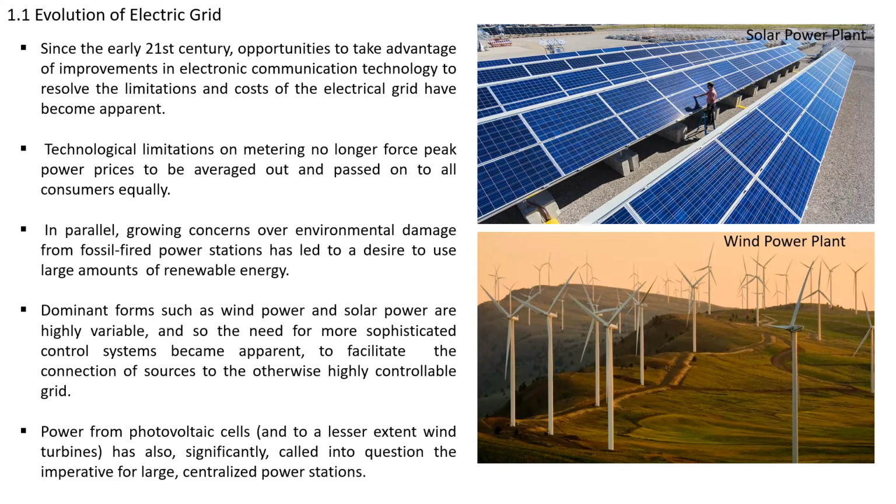Even the dominant forms such as wind power and solar power are highly variable, and so the need for a more sophisticated control system became apparent to facilitate the connection of sources to the otherwise highly controllable grid. So there was more use of renewable energy sources in the 21st century, and these solar power plants and wind power plants, initially non-conventional sources, are now becoming conventional sources.